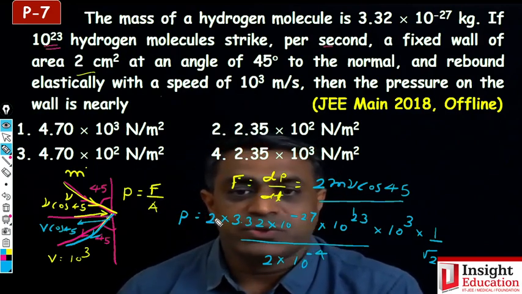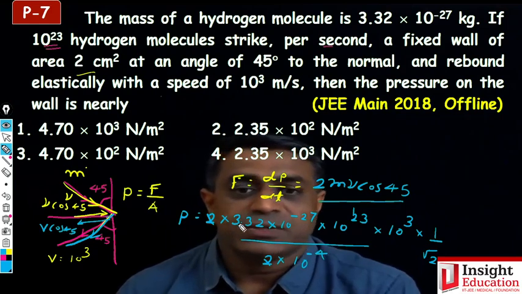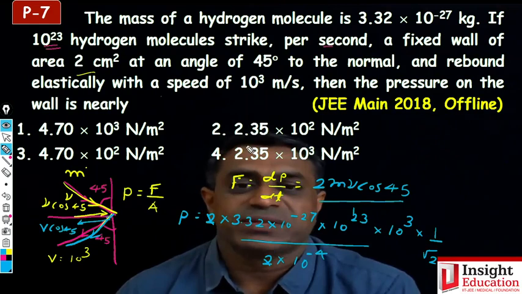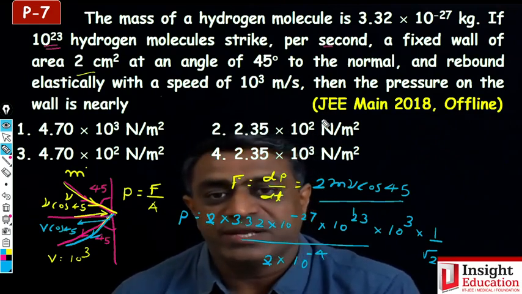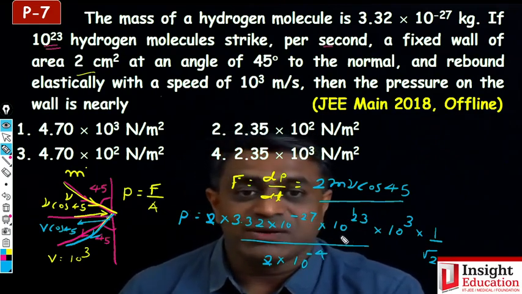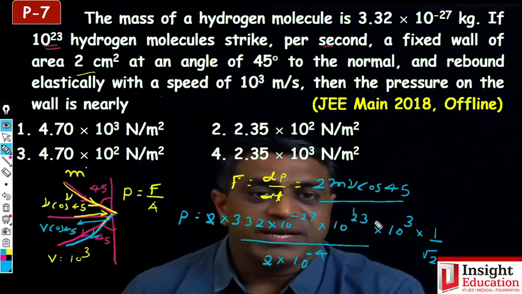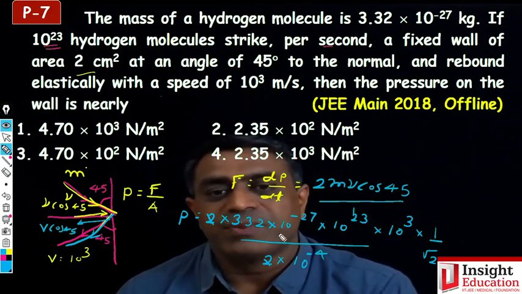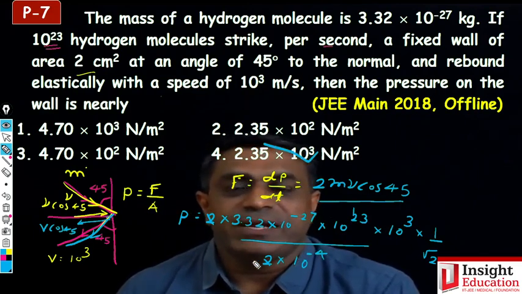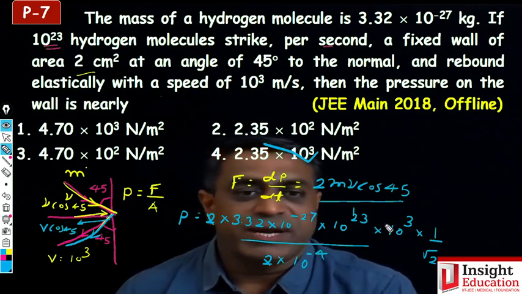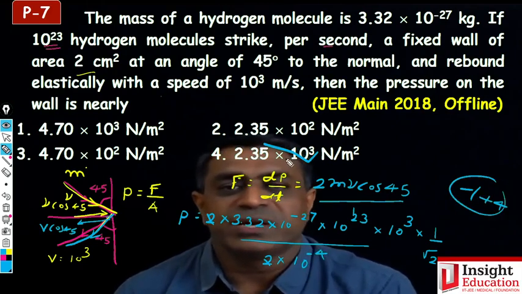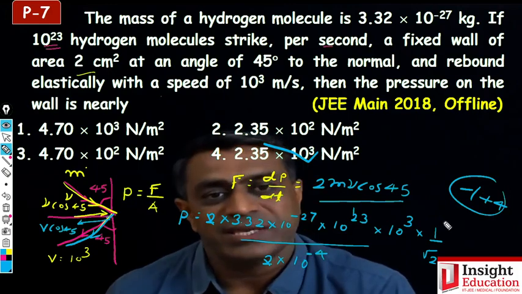Okay, so now 2 cancel. 3.32 divided by root 2. So answer should be 2.35. So that is correct. Now 10 raised to 2 or 10 raised to 3. So very close. So 10 raised to 23, 10 raised to minus 27, 10 raised to 3, minus 1 plus 4. So plus 3. So minus 1 plus 4, that is 3. So 2.35 into 10 raised to 3.